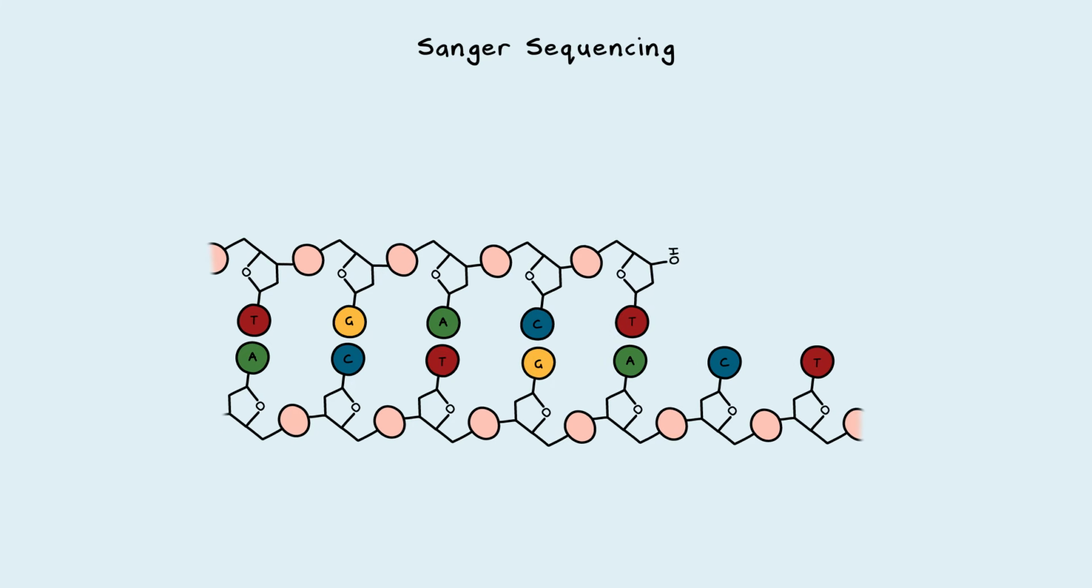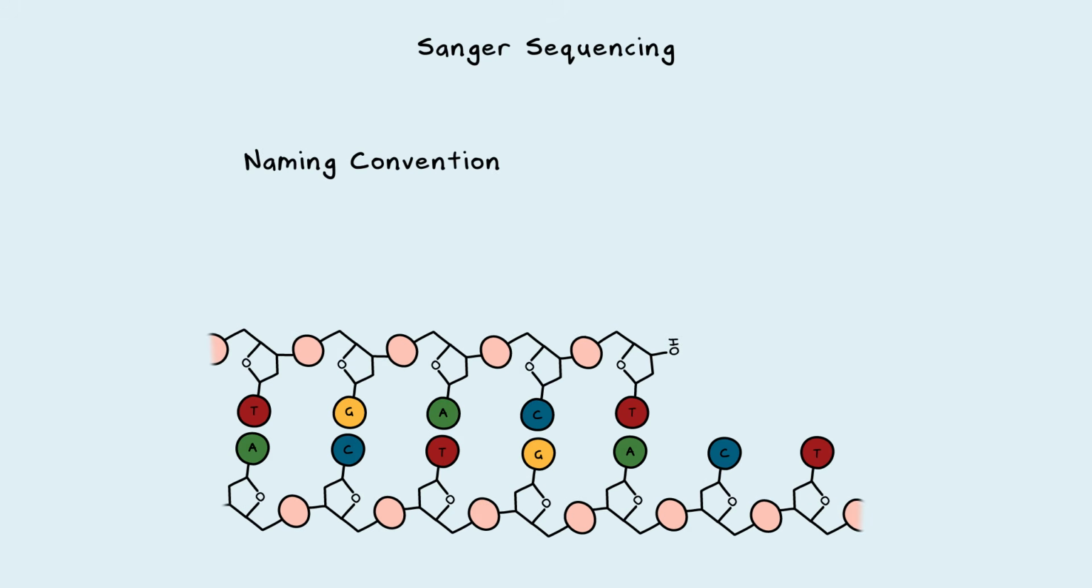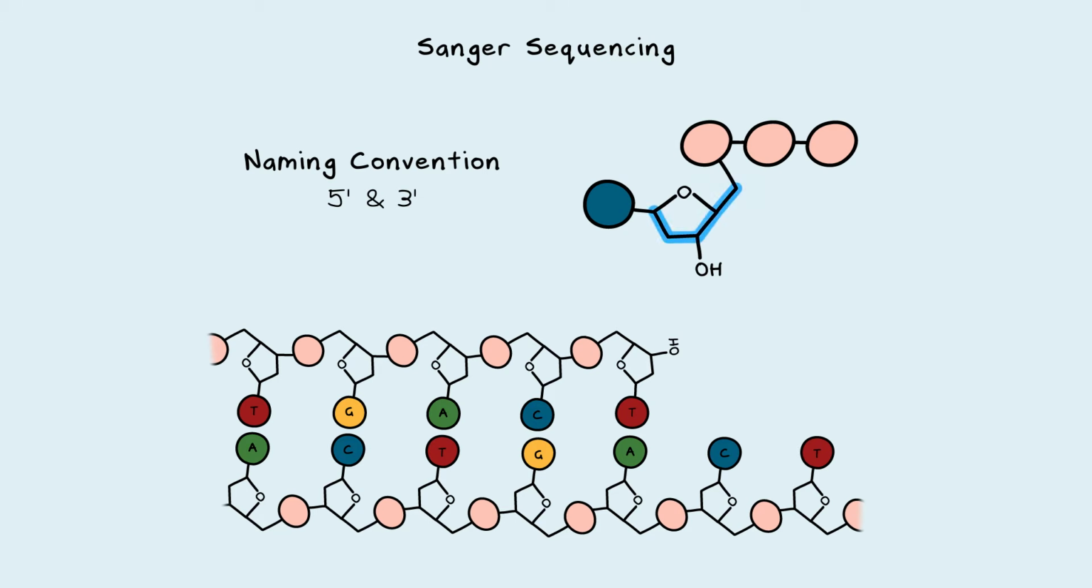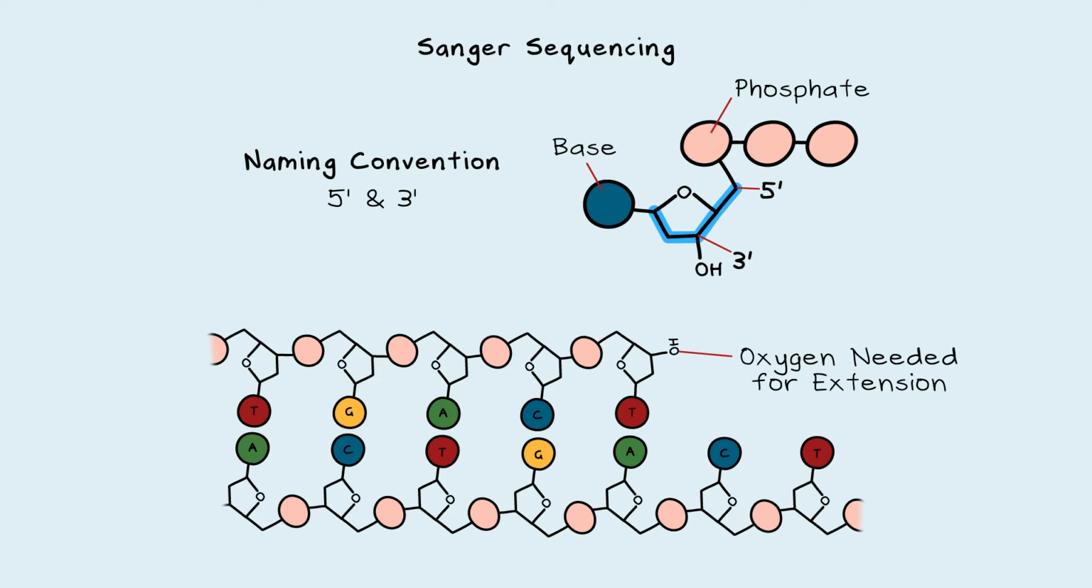It also makes sense to mention here the naming conventions, 5' and 3'. 5' and 3' refer to the positions of the carbon atoms in the deoxyribose of dNTP. They're numbered from the carbon linked to the base to the phosphate. The oxygen needed to add new dNTPs to the DNA strand is bound to the 3' carbon, so it's common to say that the DNA extends from the 3' end.